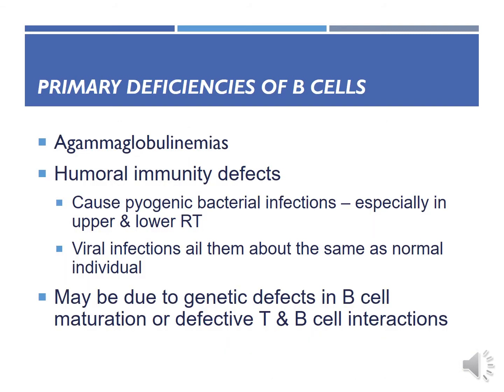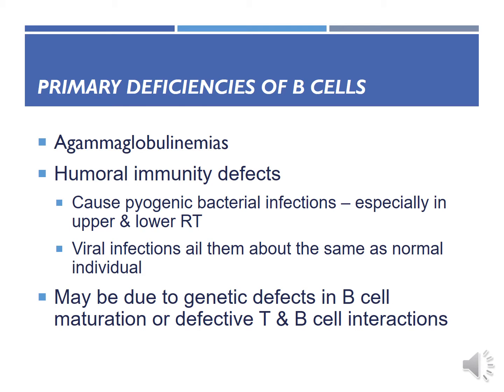Let's first look at primary deficiencies of our B cells. So when we think of B cells, obviously we think of antibody producing cells. Obviously our B cells will differentiate into plasma cells, and our plasma cells will start to produce antibodies. Well, in agammaglobulinemia, our bodies are not producing enough antibodies or any antibodies to specific antigens.